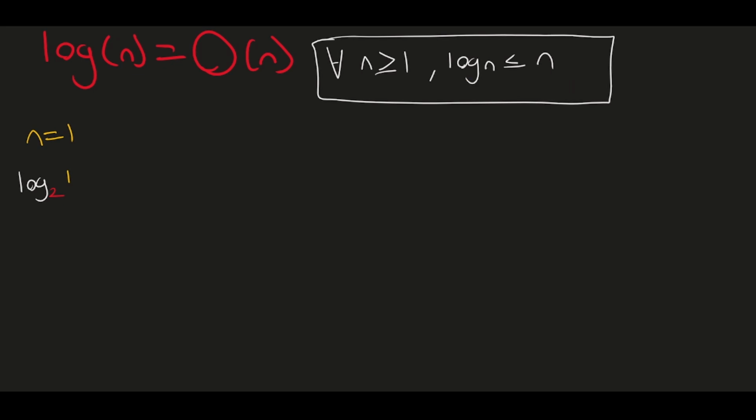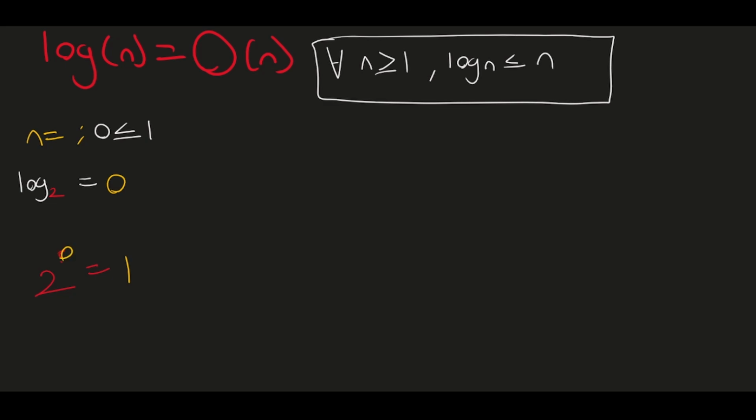To work through this, this is saying 2 to the what gives us 1. We know that 2 to the 0 gives us 1, so log base 2 of 1 is equal to 0. Now, let's see if it holds. 0 is less than or equal to 1, so it holds.